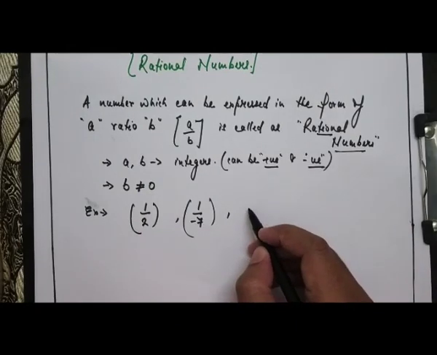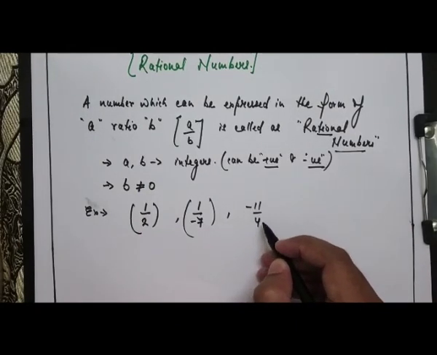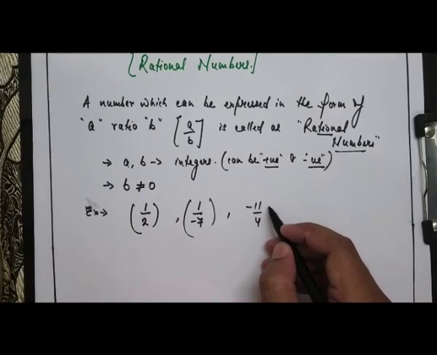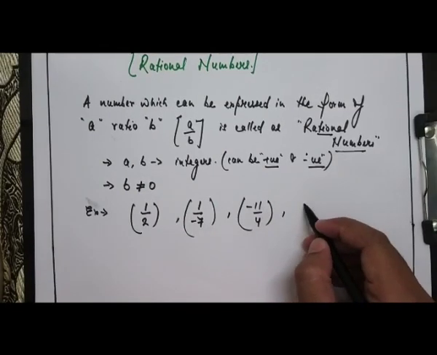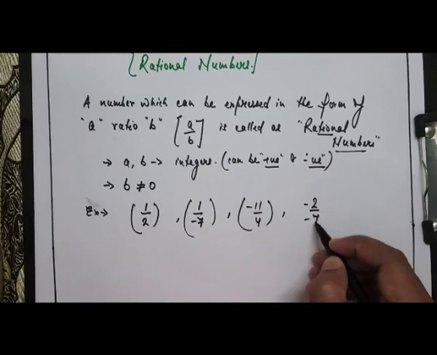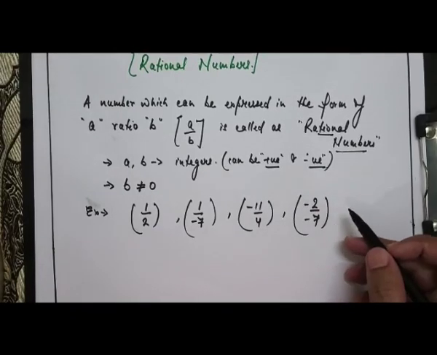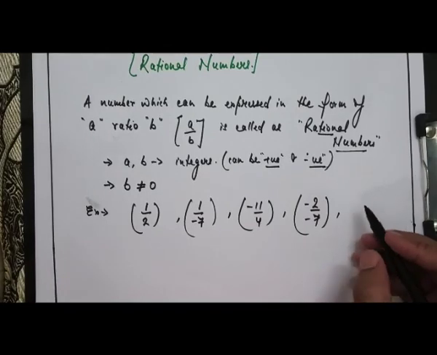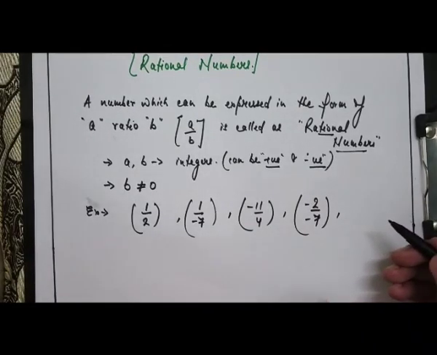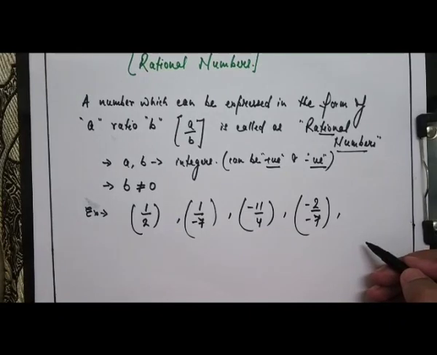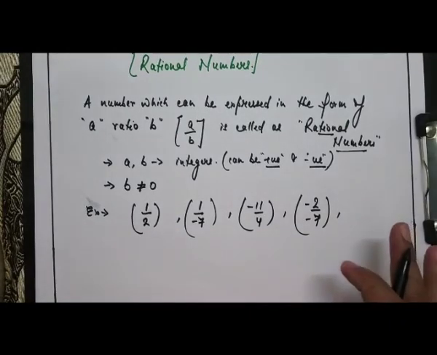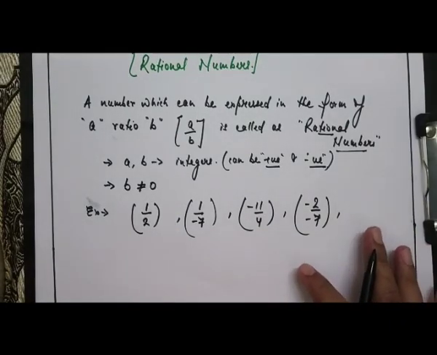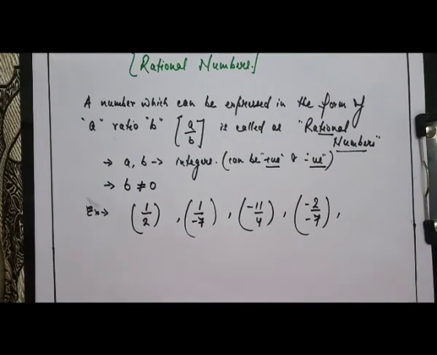Let's take some more examples like minus 11 upon 4. Is this a rational number? Yes, it is a rational number. We can take minus 2 upon minus 7. Is this a rational number? Yes, it is a rational number. Why? Because both are negative integers. Alright. So these are some examples of rational numbers. Now do one thing, students, pause this video for a while, copy down the definitions as well as these examples so that we can proceed further.